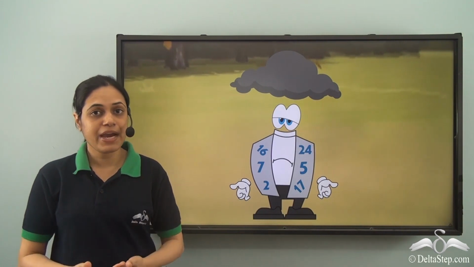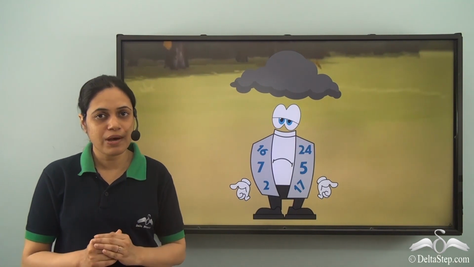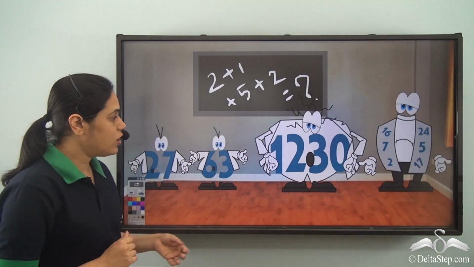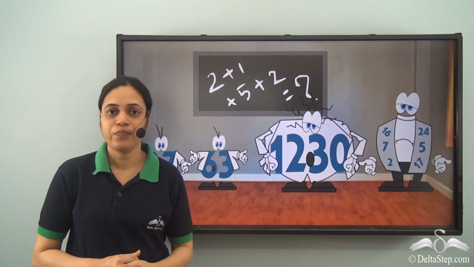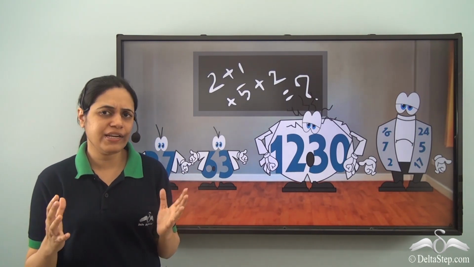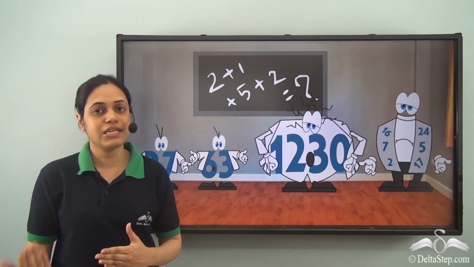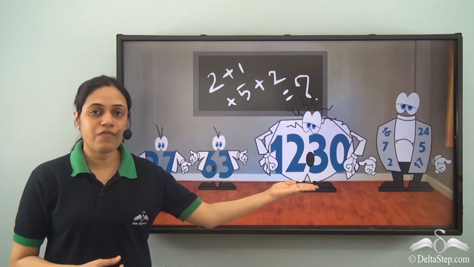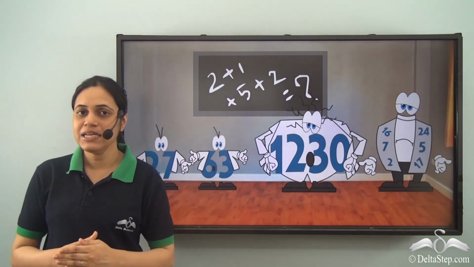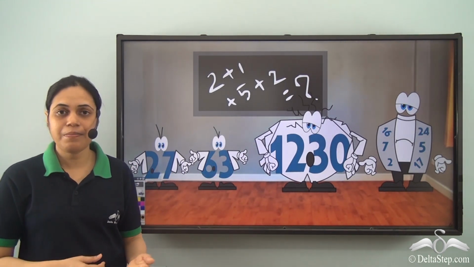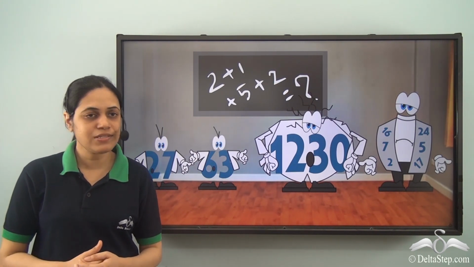Now, once the mayor of Numberland wanted to find an easy method to find the HCF of two numbers. So what did he do? He called the mathematician. This was mathematician 1230, and he told him to find a new method for finding the HCF so that it can be made easier. And mathematician 1230 is here along with his assistants 27 and 63. So he took their help to find an easy method to find the HCF. Let us see what that method is.